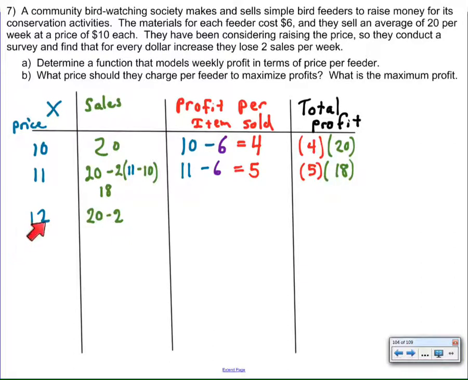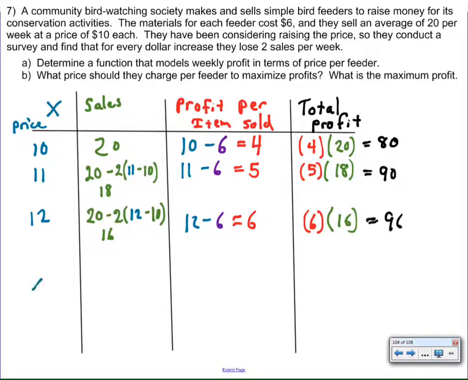Once again, for $12, I'm going to take 20 less 2 for every dollar over 10. So $12 is $2 over 10. That means I lose 4 sales total, and I have 16 bird feeders for sale. However, my profit is $6 per item, and I can then calculate the following. $6 profit for 16 bird feeders gives me $96 total profit. $5 profit times 18 bird feeders is $90 profit, and so on.